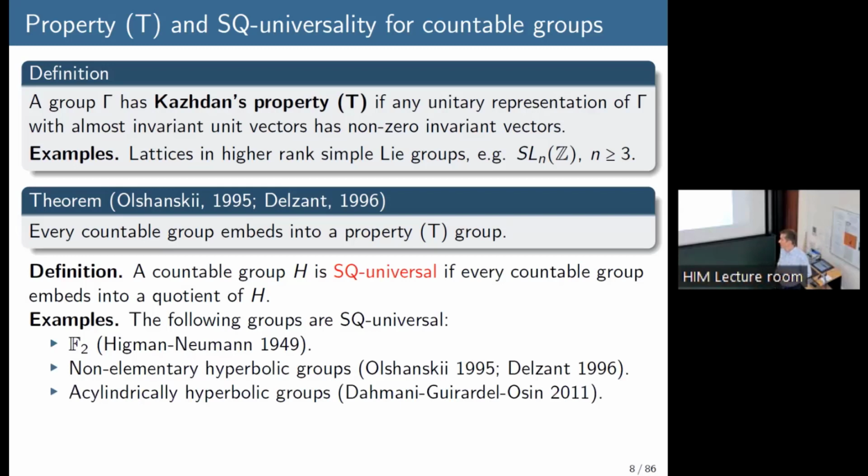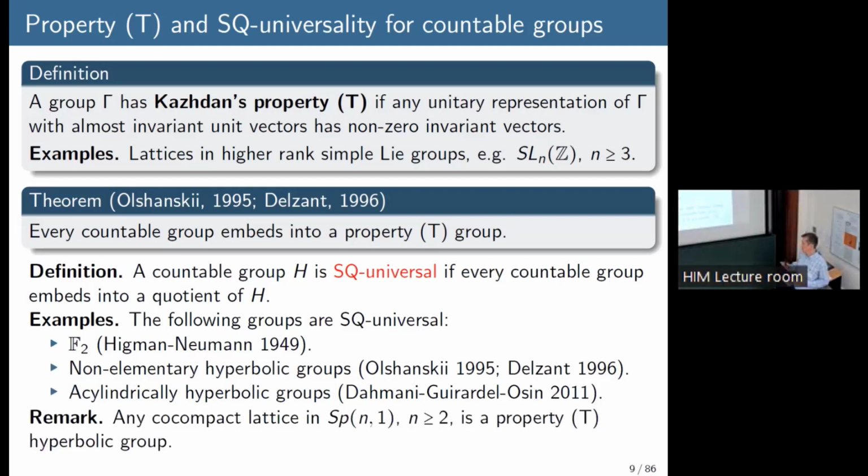And actually more general groups, so-called acylindrically hyperbolic groups, which include a much larger class of groups than hyperbolic groups, including, for instance, mapping class groups and so on. And now the small remark is that if one looks at a co-compact lattice in Sp(n,1), this lattice has property T and is hyperbolic. And being hyperbolic means that it's SQ universal, so an arbitrary group will embed into a quotient of this lattice. And we know that property T passes to quotients, so one obtains the above statement.